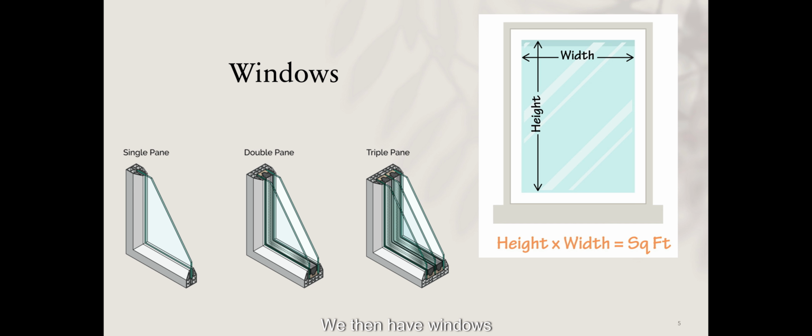We then have windows. We have single pane, double pane, and triple pane. If you're able to tell how many panes you have in your window, that's going to be important because we're going to use that value to input into the software or the sheet here in a little bit. Most homes generally are going to be the double pane. And as far as calculating square foot, very similar to a room. We will measure our height, we'll measure our width, and that gives us our total square foot for that window.